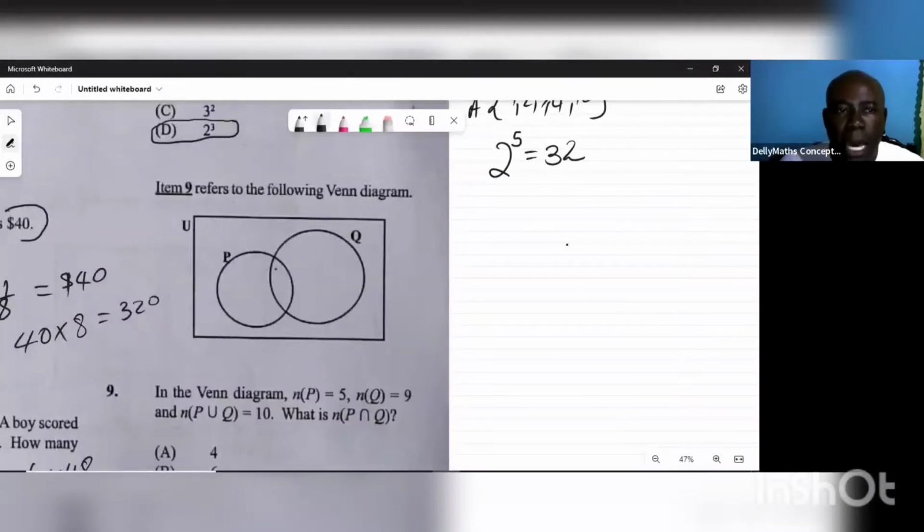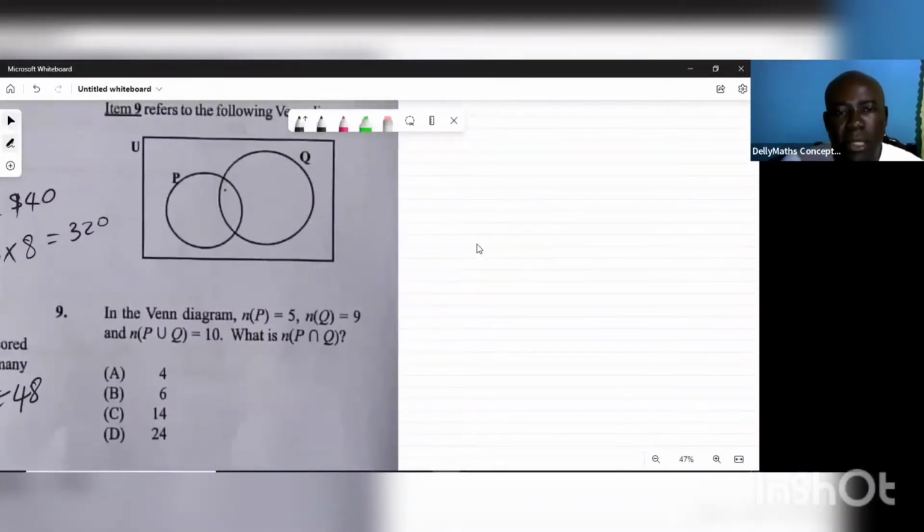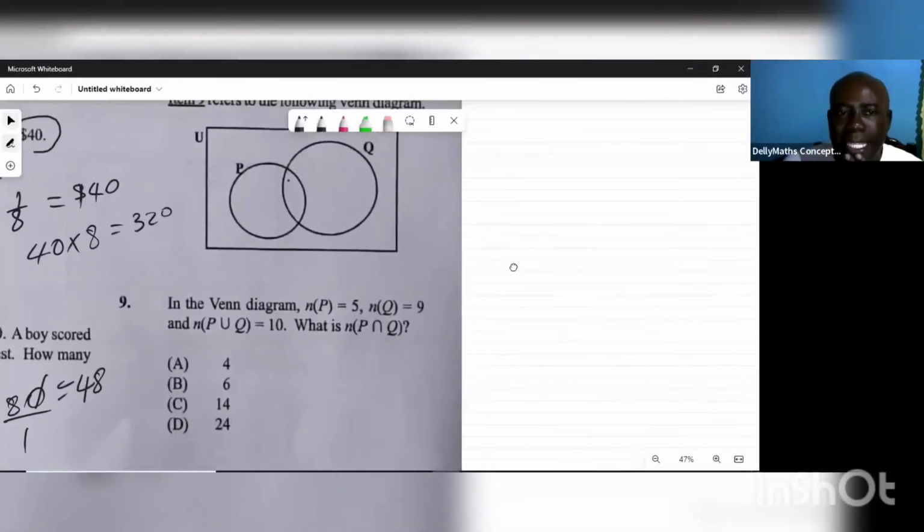Now, item 9 refers to the Venn diagram. This is it. I think I'm going to spend some time to teach us about these little things as well, sir. Yes, it is. It is a 2019 past paper.